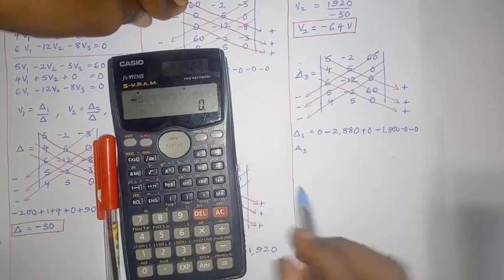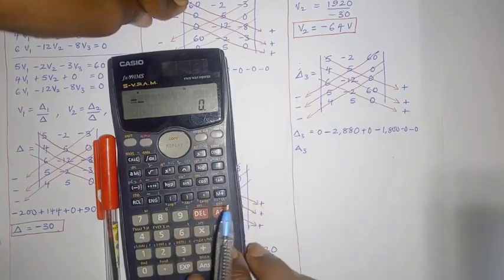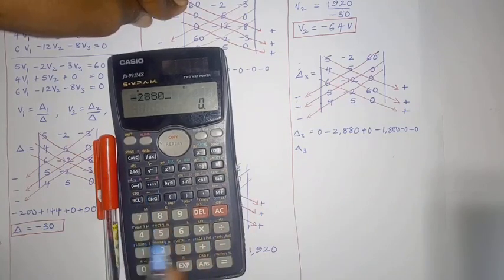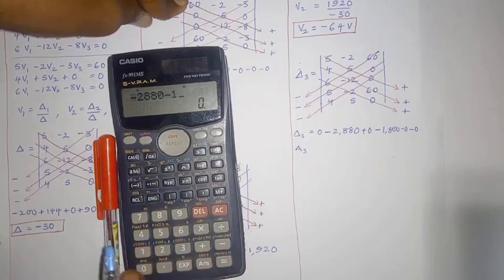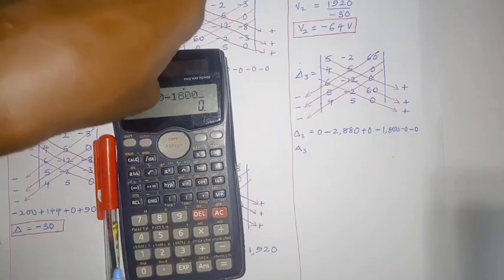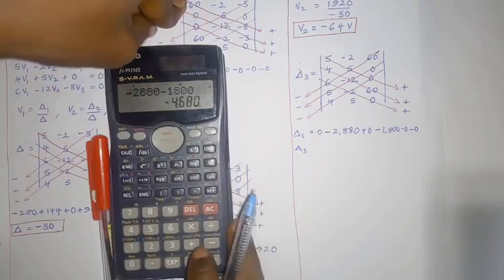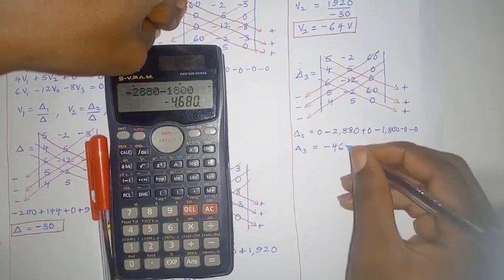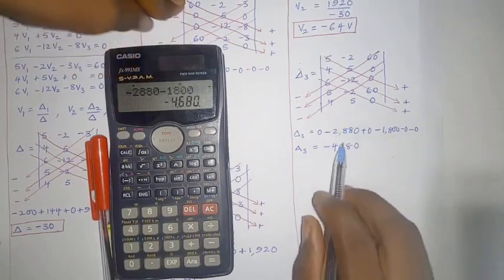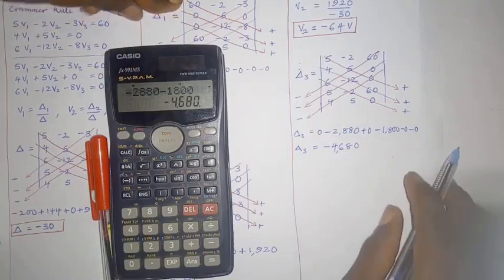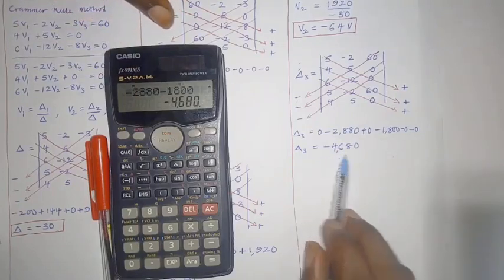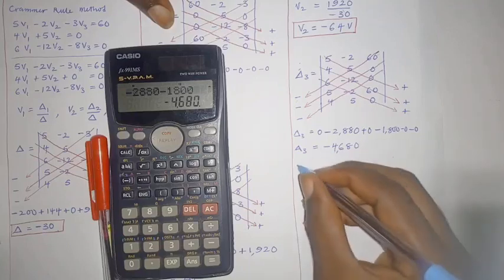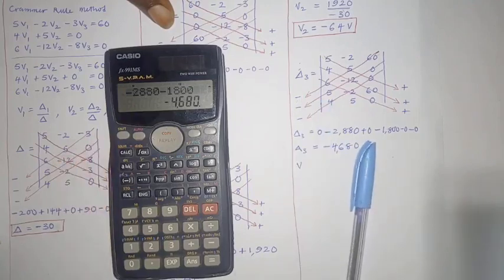We have 0 here, so neglect the 0, you don't need it. Minus 2,880, then minus 1,800. It will give us minus 4,680. You see that, minus 4,680. That is our determinant 3. But let's find our V3 now.